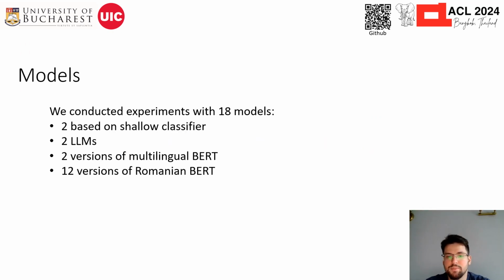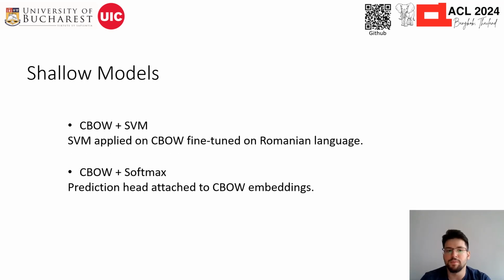We conducted experiments with 18 different models. 2 are based on shallow classifiers, 2 are large language models, 2 are versions of multilingual BERT, and 12 are versions of Romanian BERT. In terms of the shallow models, we applied the continuous bag of words to each of the sentences and averaged the embeddings of the words to obtain an embedding for each sentence. We concatenated these embeddings and put them through either a support vector machine or a softmax classification prediction head.